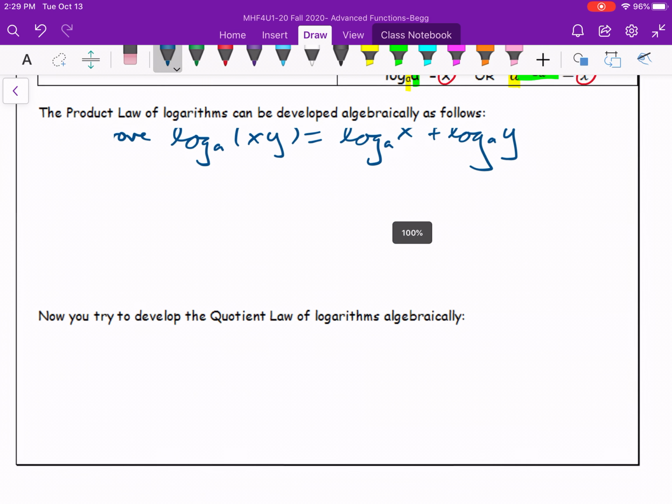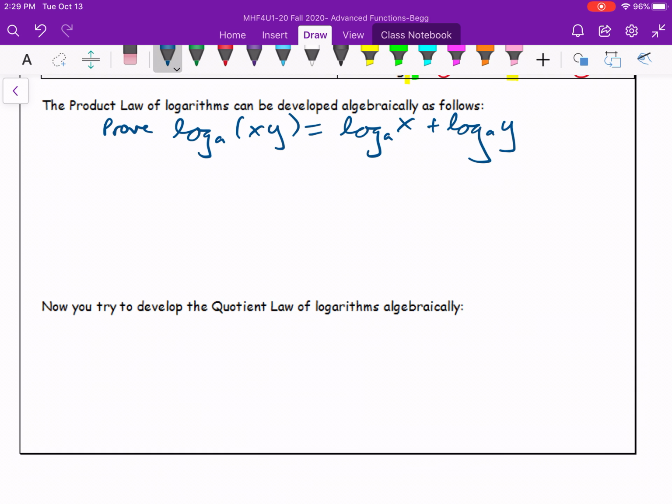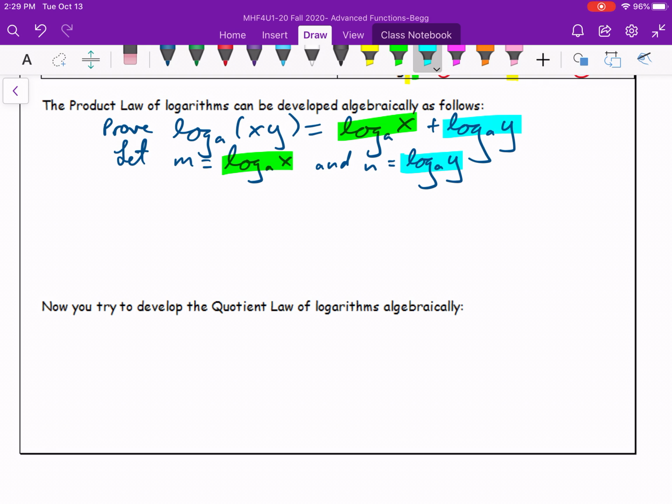So to do this one, we're going to do a little substitution. We're going to let some random variable, in this case, let's make it m, equal log base a of x. So we're going to take this, in other words, and just let m equal that. And we're going to let n equal log of y. So we're going to take this part here, and we're going to do this substitution here.